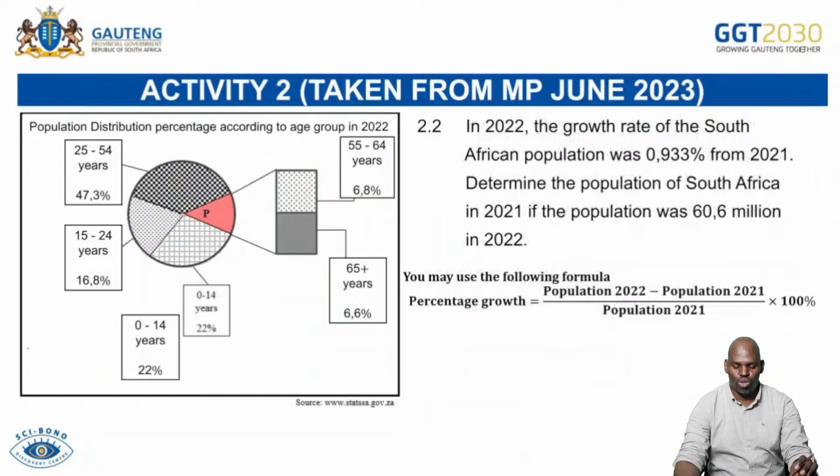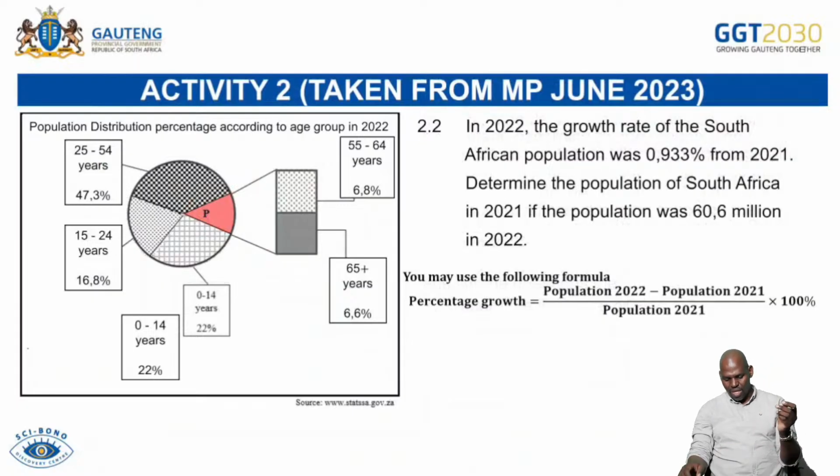Okay, then number 2.2, still on the very same one, same information. But I'm going to read the information because this information was not indicated in the previous slide. They say in 2022, the growth rate of South African population was 0.933% from 2021. Determine the population of South Africa in 2021 if the population was 60.6 million in 2022. This is a percentage increase.